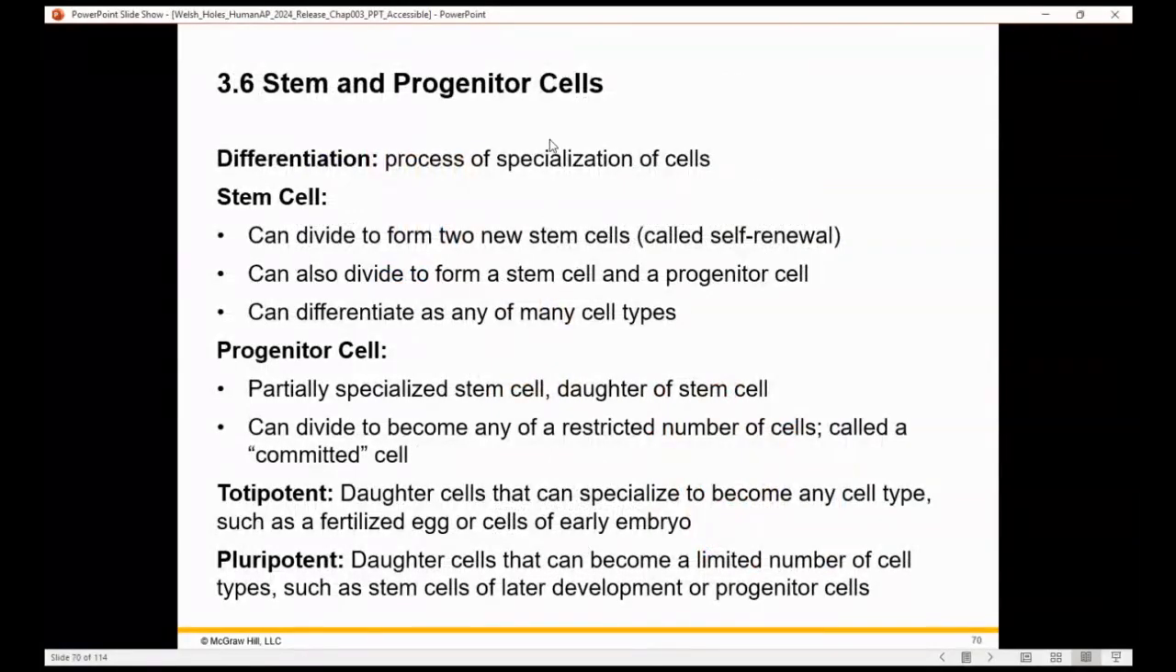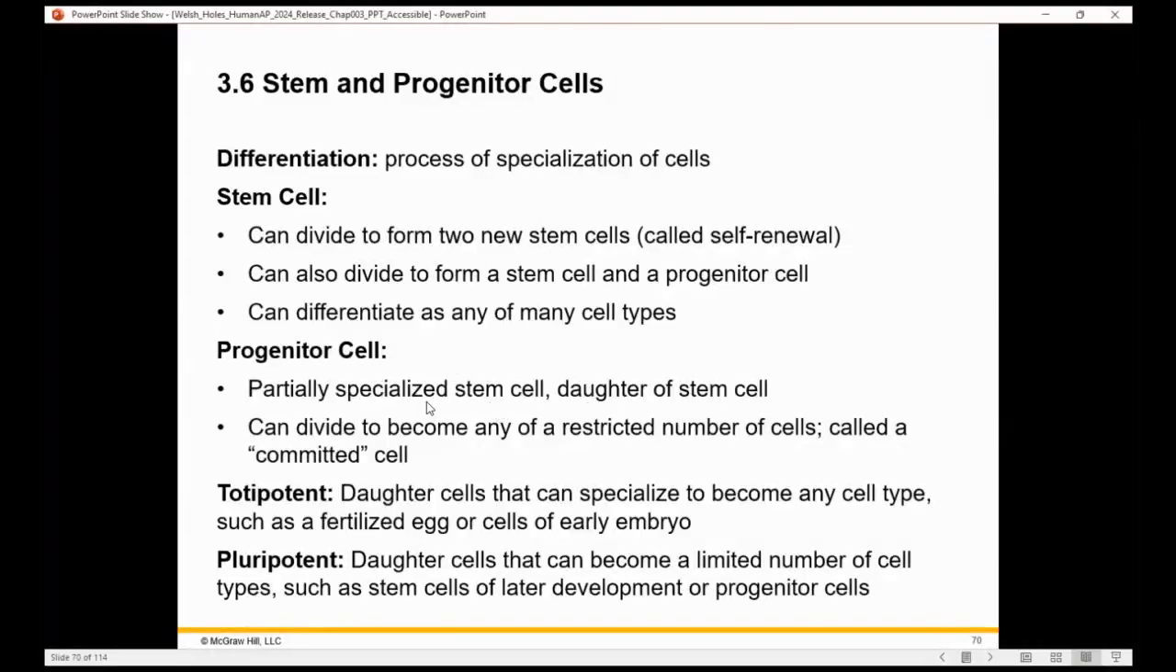Okay, stem and progenitor cells. Differentiation is the process of specialization of cells. Stem cells can divide to form two new stem cells called self-renewal. They can also divide to form a stem cell and a progenitor cell. And they can differentiate as any of many cell types.